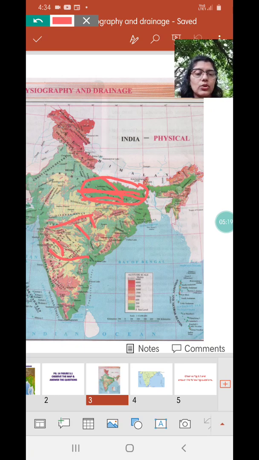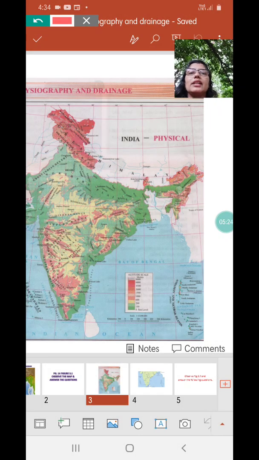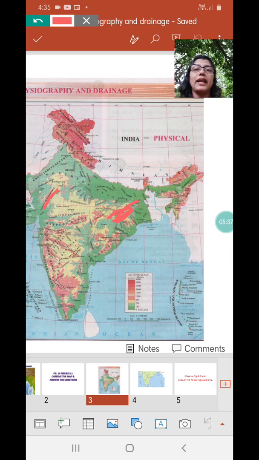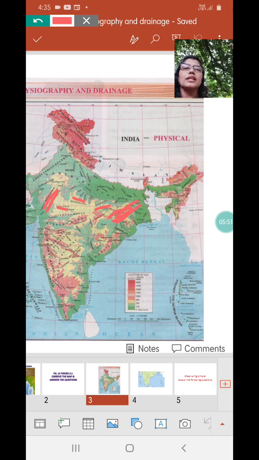Make a list of plateaus located between the Aravalis and the Chota Nagpur plateau. Now Aravalis are located here, and Chota Nagpur plateau is located here. So in between, can you look out and read for those plateaus? They are quite clear. Yes, we have Mewar plateau at the foothills of Aravalis. Then you have the Malwa plateau, the Bundelkhand plateau, the Baghelkhand plateau, and the Chota Nagpur plateau as we go from west towards east.